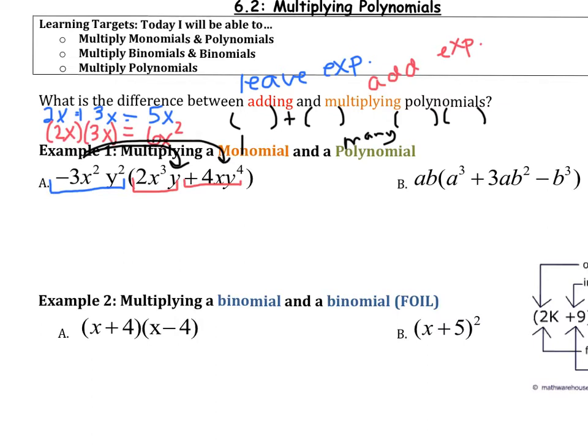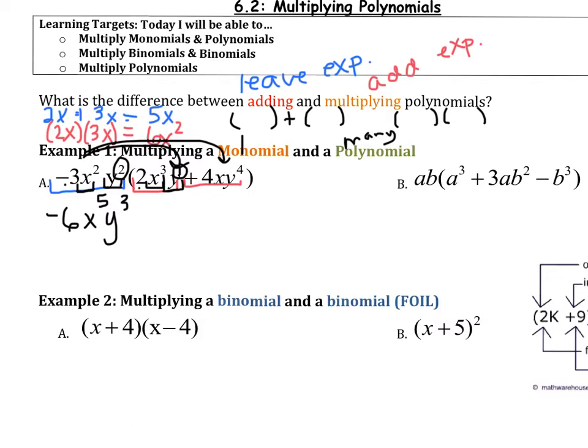What do we multiply first? We'll do the plain numbers first. Negative 3 times 2 is negative 6. Then we'll deal with the x's. We have x squared and x to the third. So 2 plus 3 is x to the fifth. And then we'll multiply the y's. Y squared times y to the second, plus y to the first is y to the third.